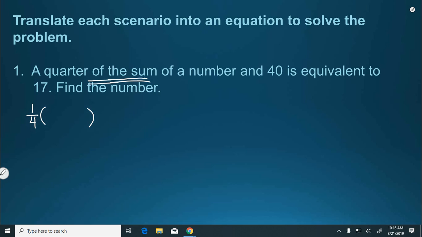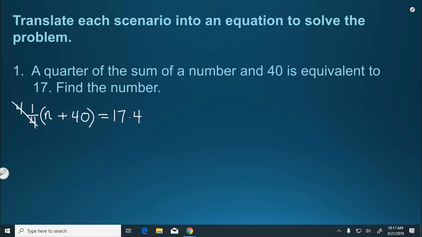So we're adding a number. I'm going to replace that with n or x, and 40 because it says sum. So plus 40 is equivalent to, which usually implies that's where you're going to put the equal sign, 17. So we have our equation. Now we have to solve for n. 2 ways I could do this. I could distribute the 1/4 first, or I could multiply both sides by 4. I'm going to multiply both sides by 4 in this case because I think that's a little bit easier.